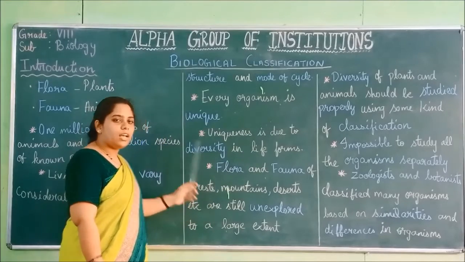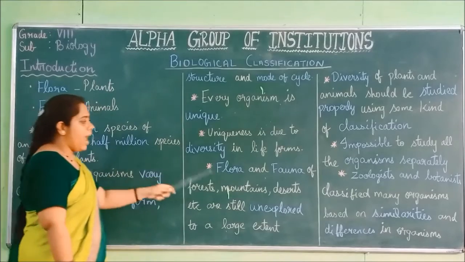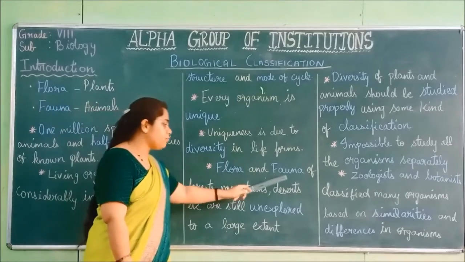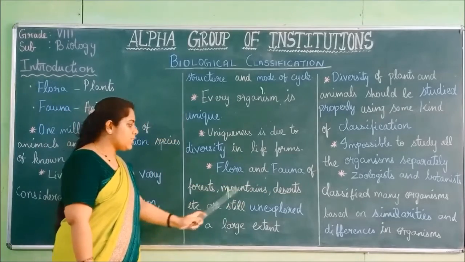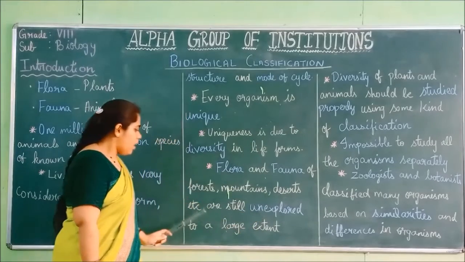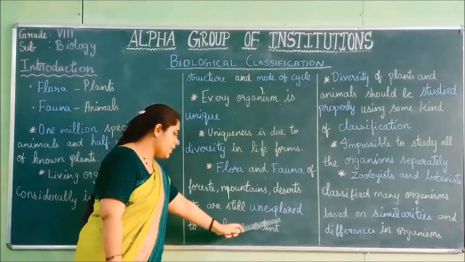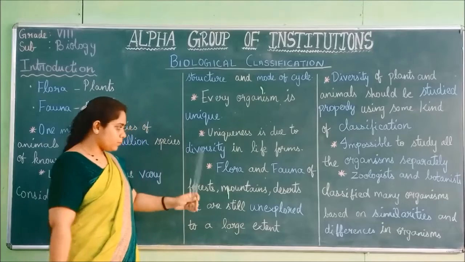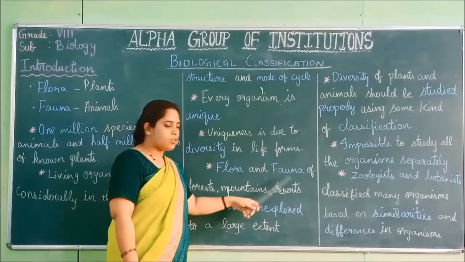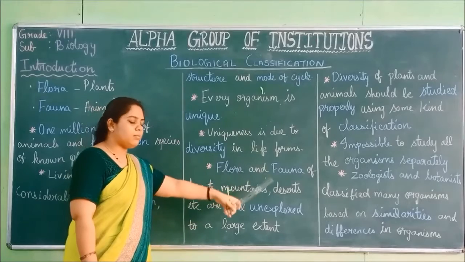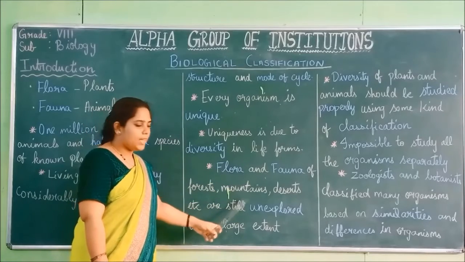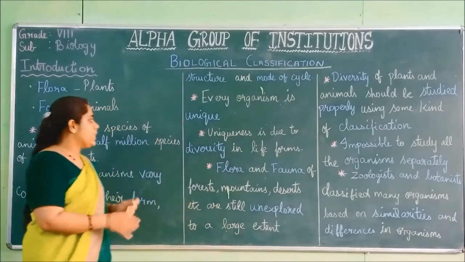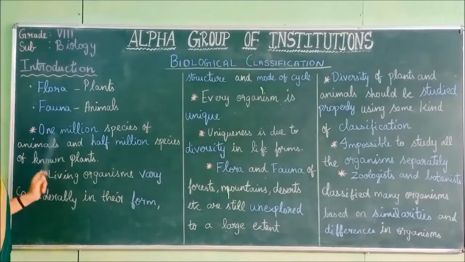And flora, what did I tell you? Flora means plants. And fauna means animals. So the flora and fauna of forests, mountains, deserts, etc. are still unexplored to a large extent. So what are they telling? The plants and animals that are present in the forests, mountains and deserts are still unexplored. Like I already told you, this is only the known number of species on the earth.